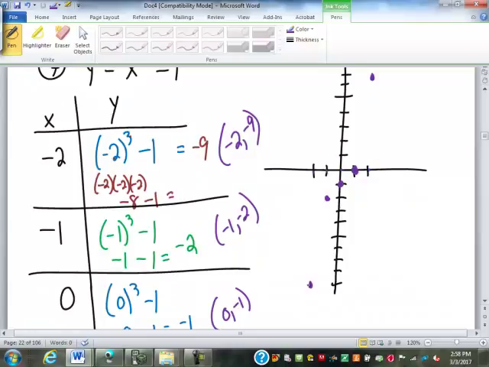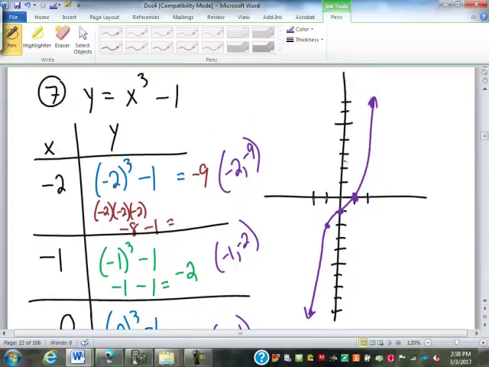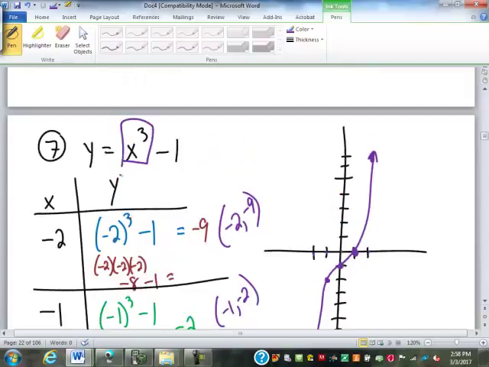So this graph looks kind of like an S shape like that. And this is sometimes referred to as a cubic curve, a simple cubic curve. And that's because it's a power of 3 on our variable there.